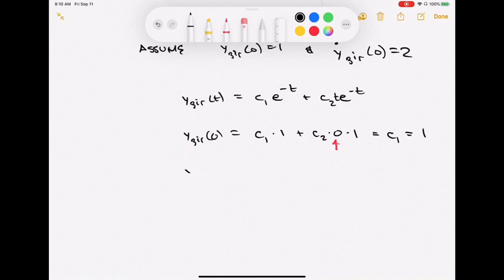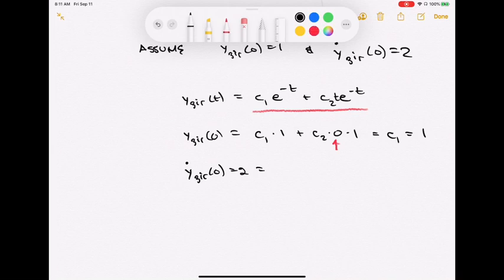What's the next one? I need y dot of zir. That was the second initial condition. We said that was equal to 2, right? How do I get it? I take the form of my solution, that's c1 e to the minus t plus c2 t e to the minus t, and I differentiate it, right?